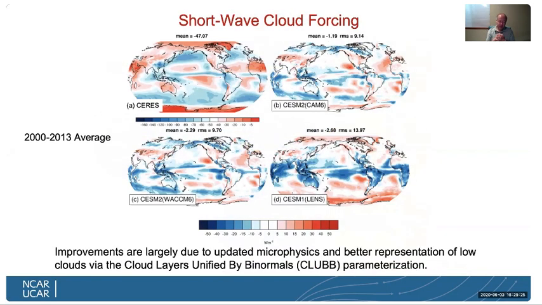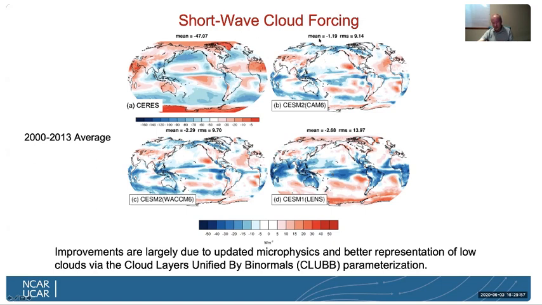Another big improvement in the simulations that our atmospheric people were quite happy with is the representation of the shortwave cloud forcing. The analysis/observational data set is here from CERES for the 2000-2013 average. The remaining plots show differences of the model from this estimate. This is from CAM6, this is from WACCM6, and this is from LENS, the older CESM1.